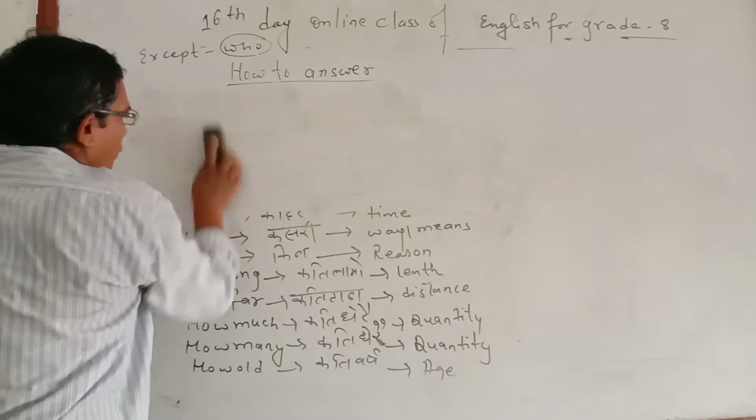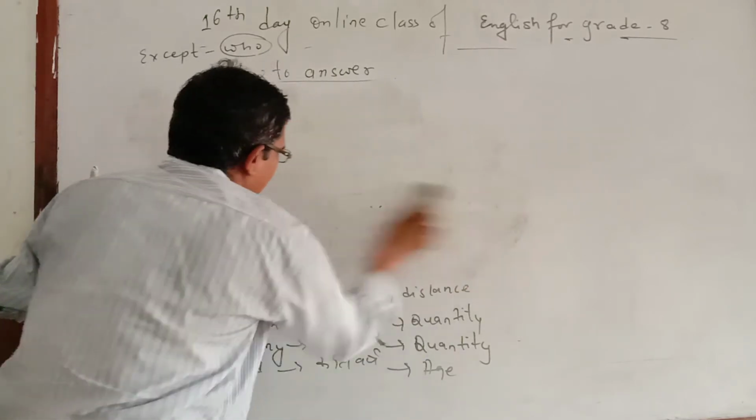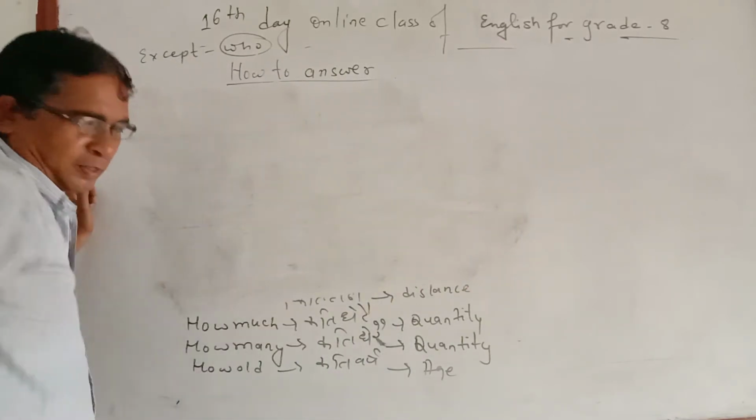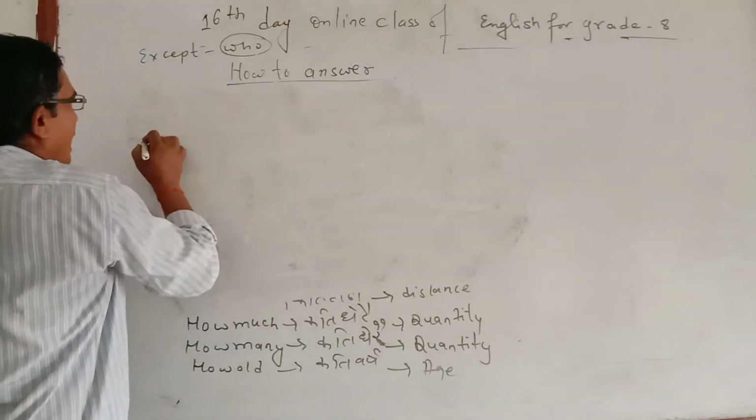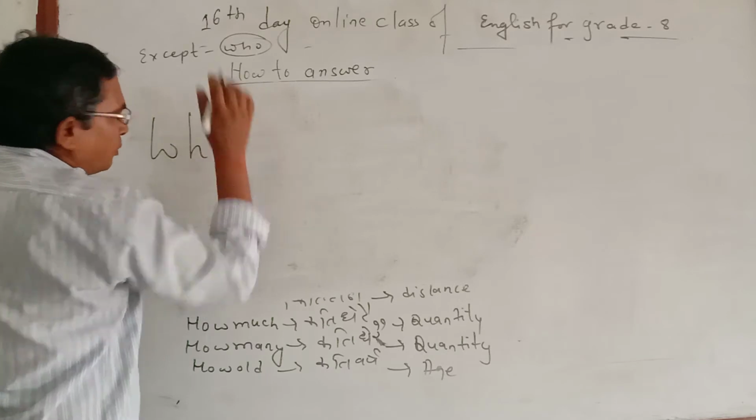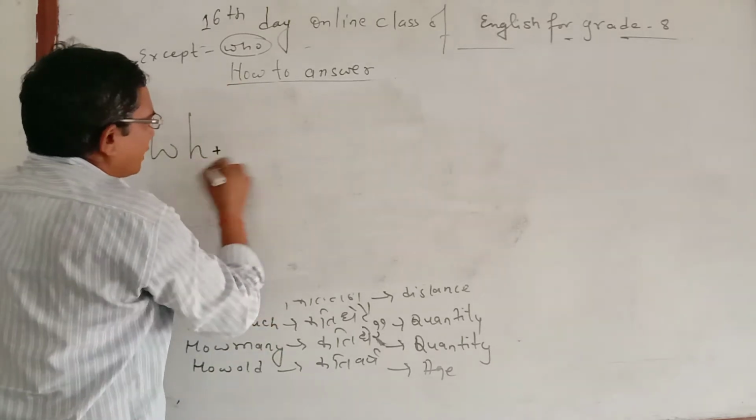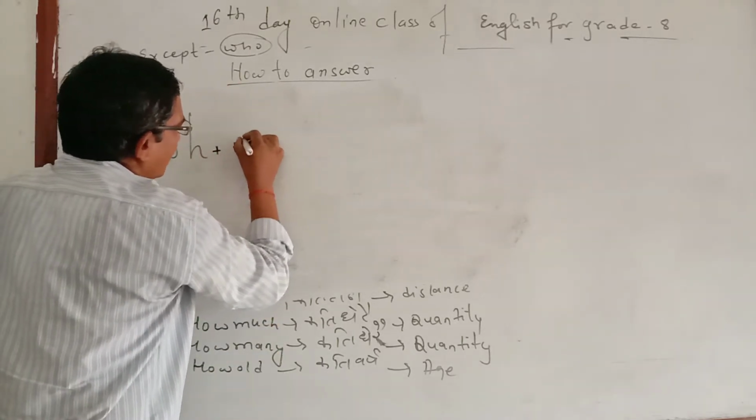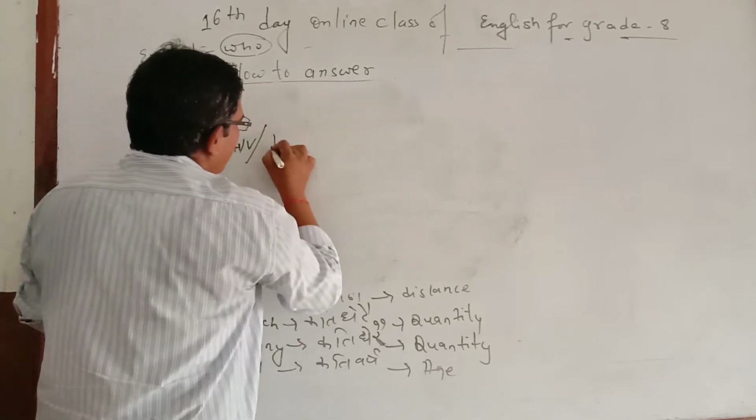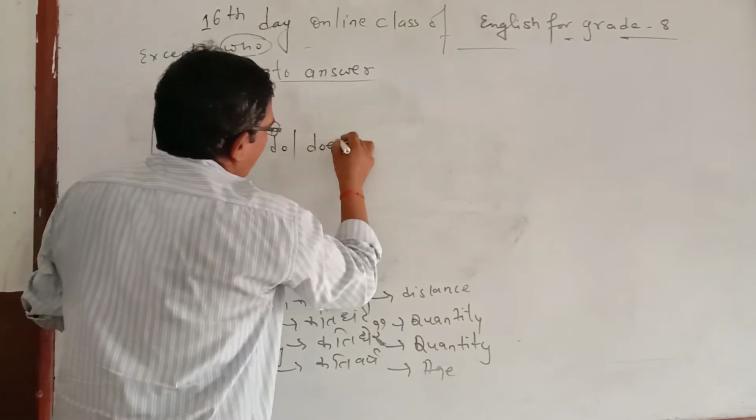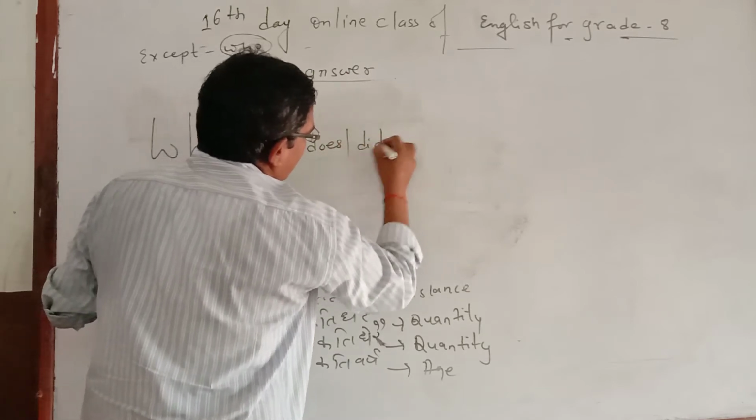When you watch the WH formation, I'm sure you can be clear about how you answer from the text. So the formation of WH: at first, WH is found. After that, there may be a helping verb. If not a helping verb, then there may be do, does, or did.